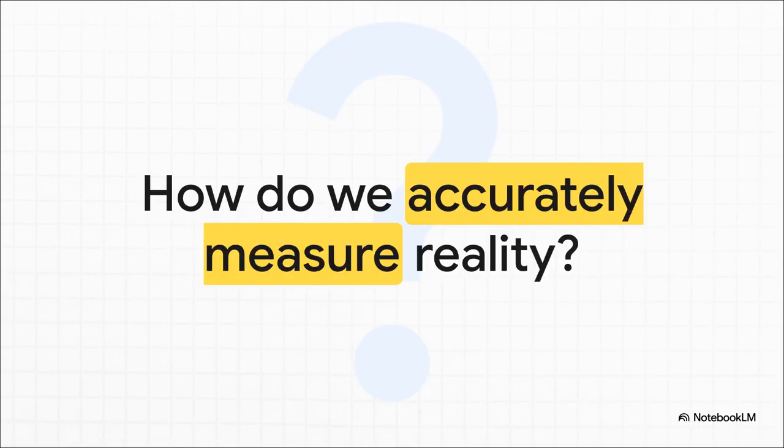But before we can even begin to talk about cars speeding down a highway or the Earth rotating on its axis, we have to tackle this foundational question. How do we accurately measure reality? Because to understand motion, we've got to first agree on exactly how we quantify the physical world. Simply put, if we can't measure it, we can't understand it.